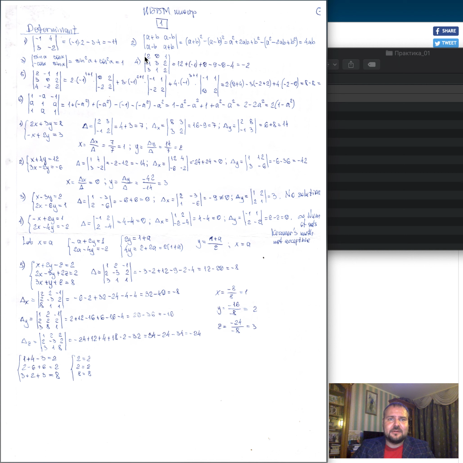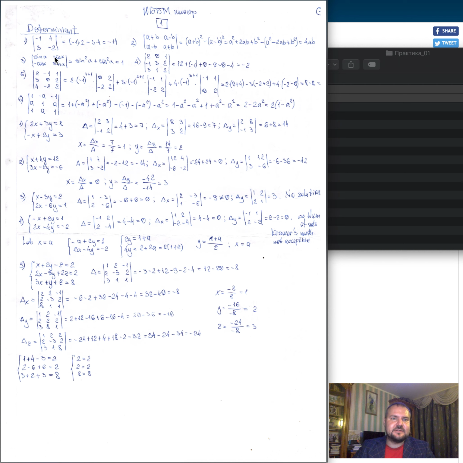The second example, we need to calculate again the determinant of the matrix a plus b, a minus b, a minus b, a plus b. We need to multiply a plus b by a plus b on the main diagonal, minus the values on the not main diagonal, a minus b, a minus b. So we are opening the brackets in square, the first bracket and the second bracket. Some elements would destroy each other and we get 4ab.